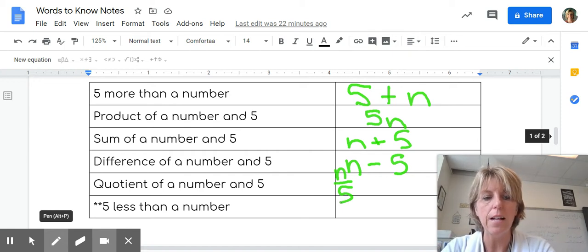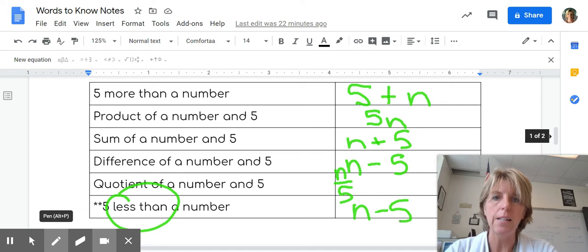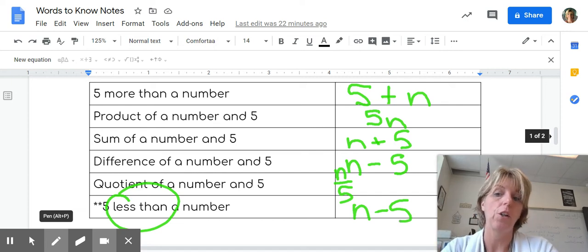It's 5 less than a number. So 5 less than a number, you want to write it as 5 minus n. That's what your brain wants to do, but it's the opposite way around. Anytime you see less than, you have to think flip it. It's the opposite way. So it's actually going to look like n minus 5. That was a little bit trickier. If you hear less than, you think flip it. You have to do it the opposite direction from what you think you're going to be from there.